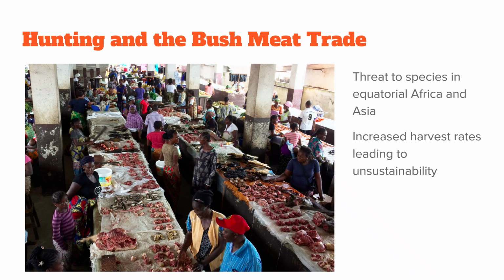In parts of equatorial Africa and Asia, unsustainable hunting and the bushmeat trade threaten numerous species. What once was occasional subsistence hunting has scaled up due to demand and modern weapons. Increased harvest rates now outpace species' ability to rebound, pushing many populations toward collapse.